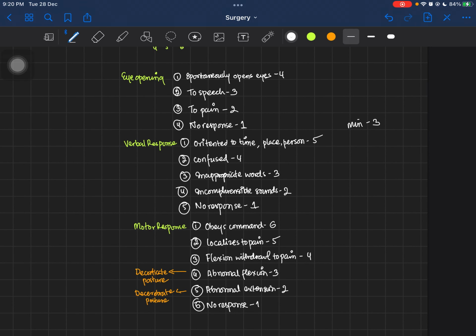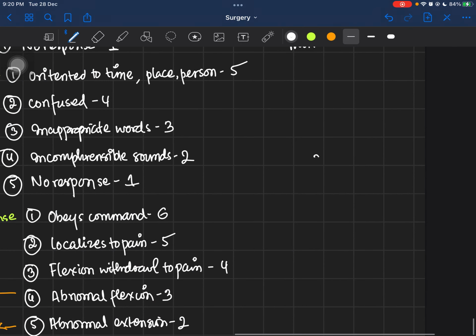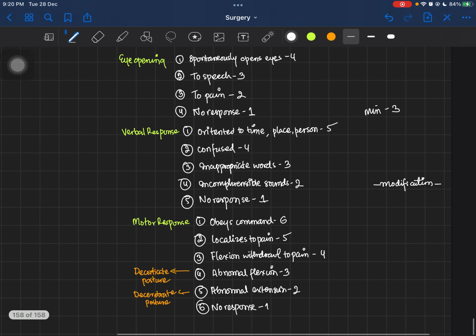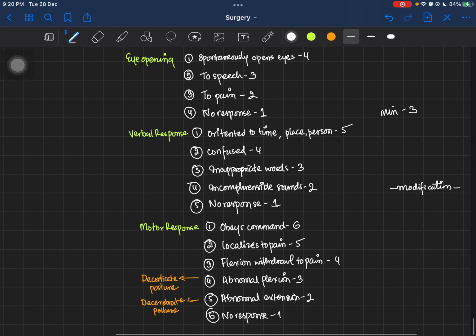I hope you've understood the Glasgow Coma Scale. Please note that there are modifications to the Glasgow Coma Scale according to the age group of the patients, and there are several other modifications, but this is something that you need to know in your general clinical emergency practice.